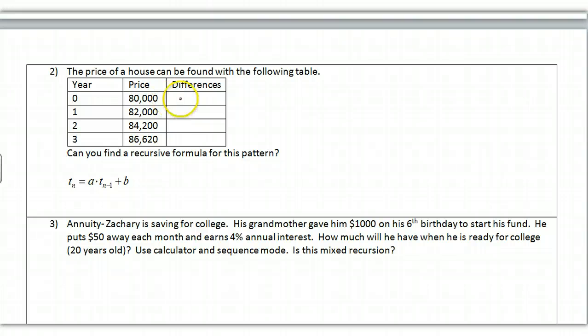What if I take the differences? These are off a little bit, but if I take these house prices and look at the differences, this one would be 2,000. Between these two, I get 2,200. And between these two, I get 2,220. Okay? Now, do you see a pattern here? Would you guess what this number might be? 2,222? I don't know. Let's see what happens.